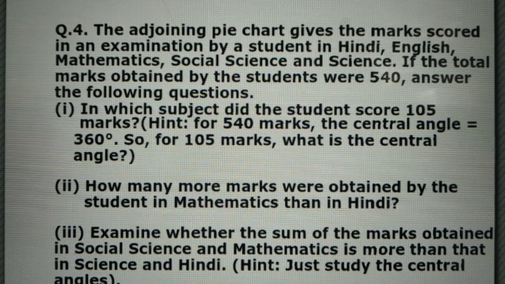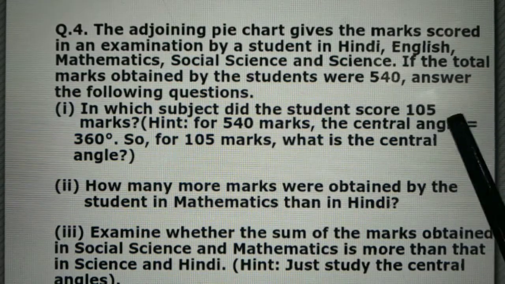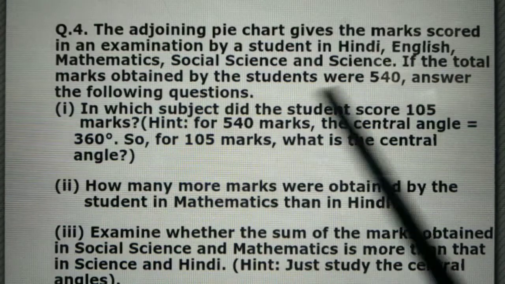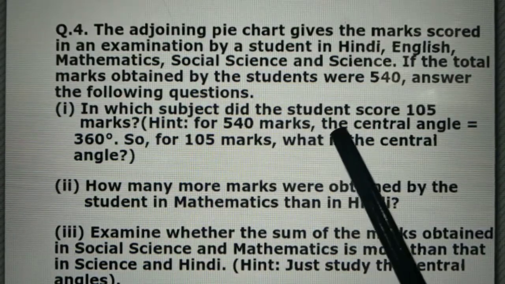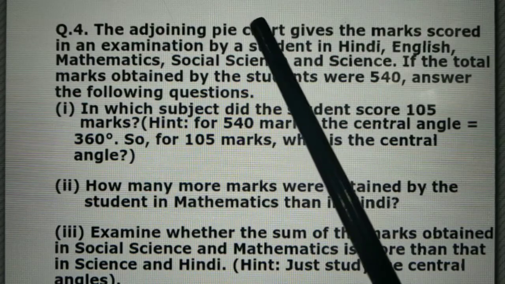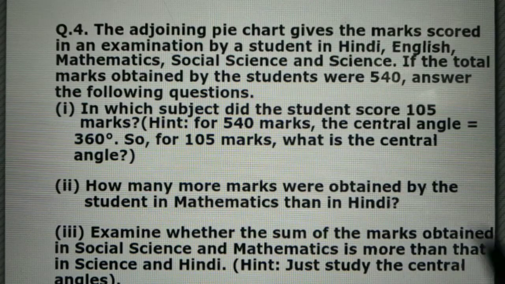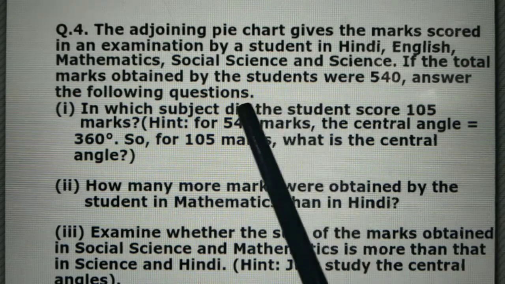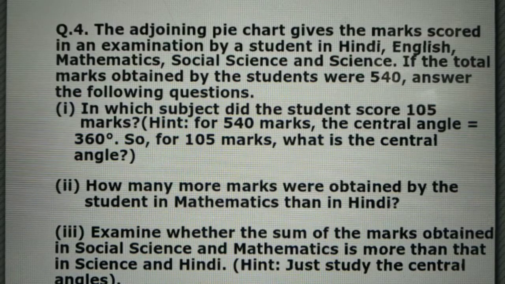Before observation of the pie chart, let us read the questions. What kind of questions are given with this pie chart? First: in which subject did the student score 105 marks? Now we have to find out in which subject the student score is 105. The pie chart is always given in the form of angles, that is degrees, and here the marks are given in numbers, that is 105.